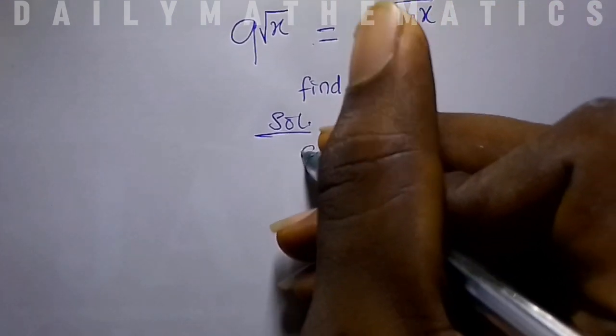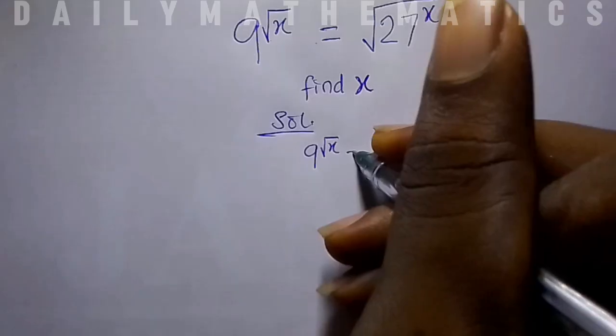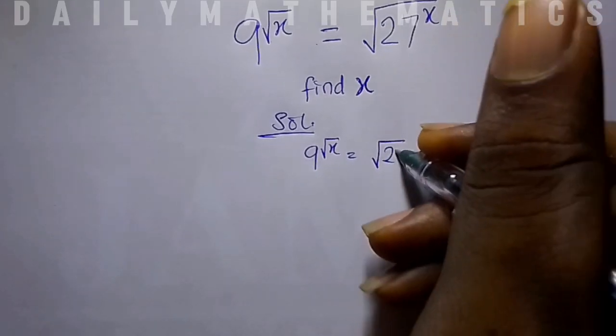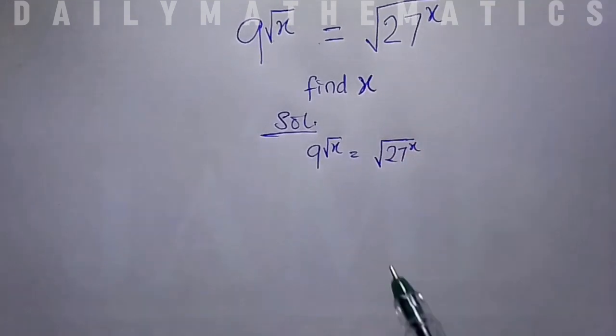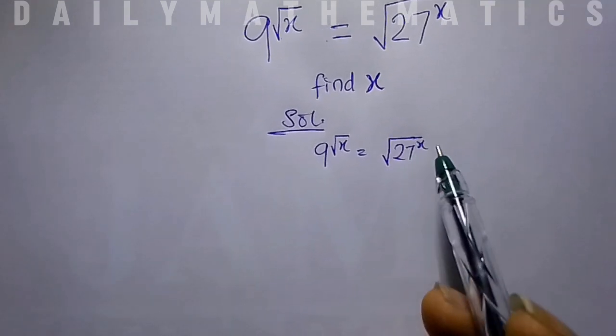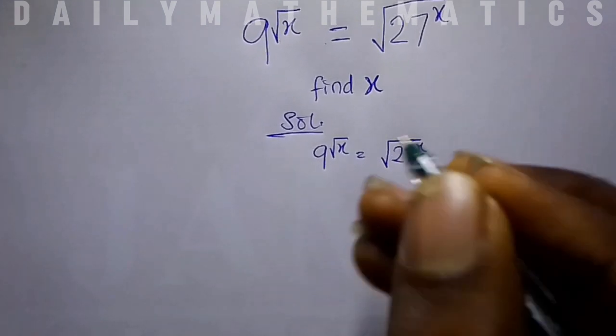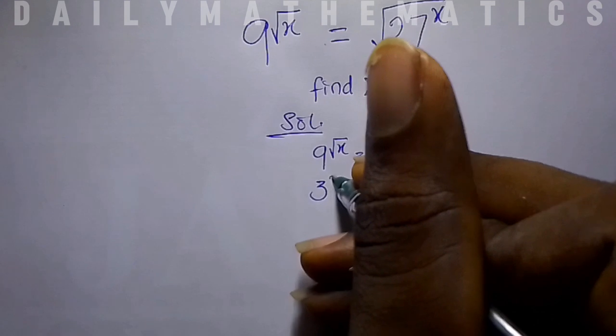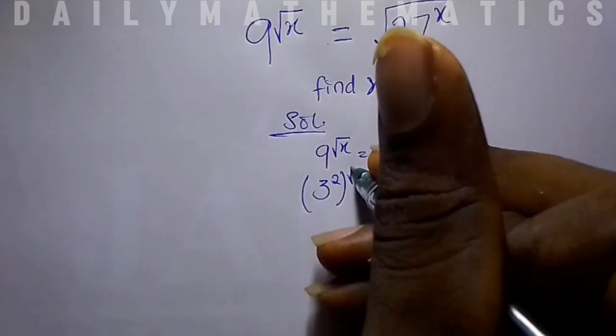So we have this 9 raised to the power of root x equals root 27 raised to the power of x. Now how do we solve this beautiful question? From here we can see that 9 is 3 raised to the power of 2, right? 3 raised to the power of 2 raised to the power of root x.